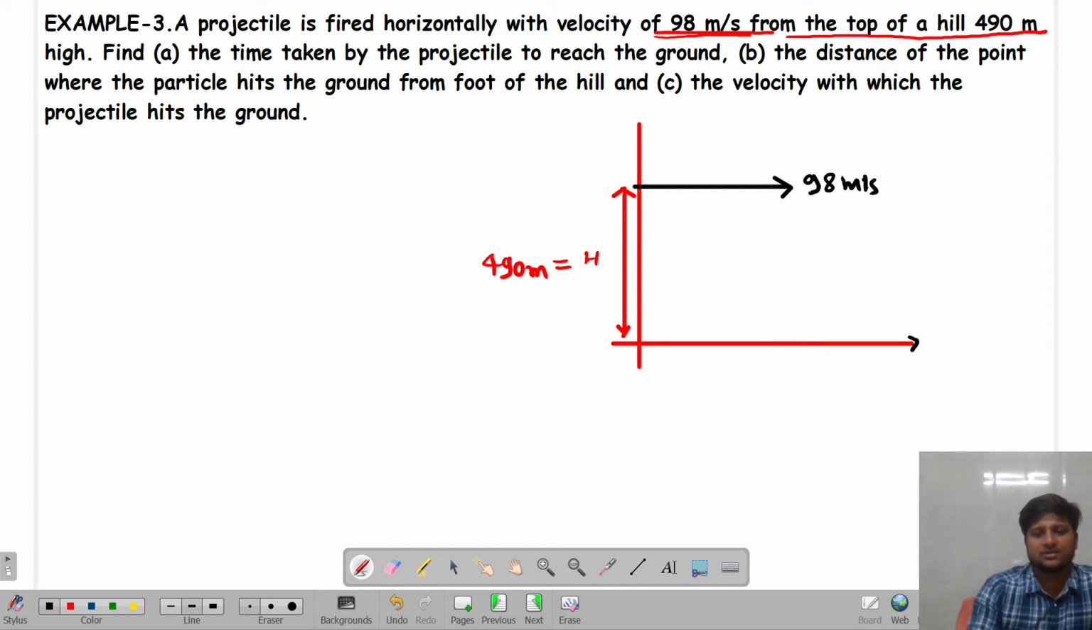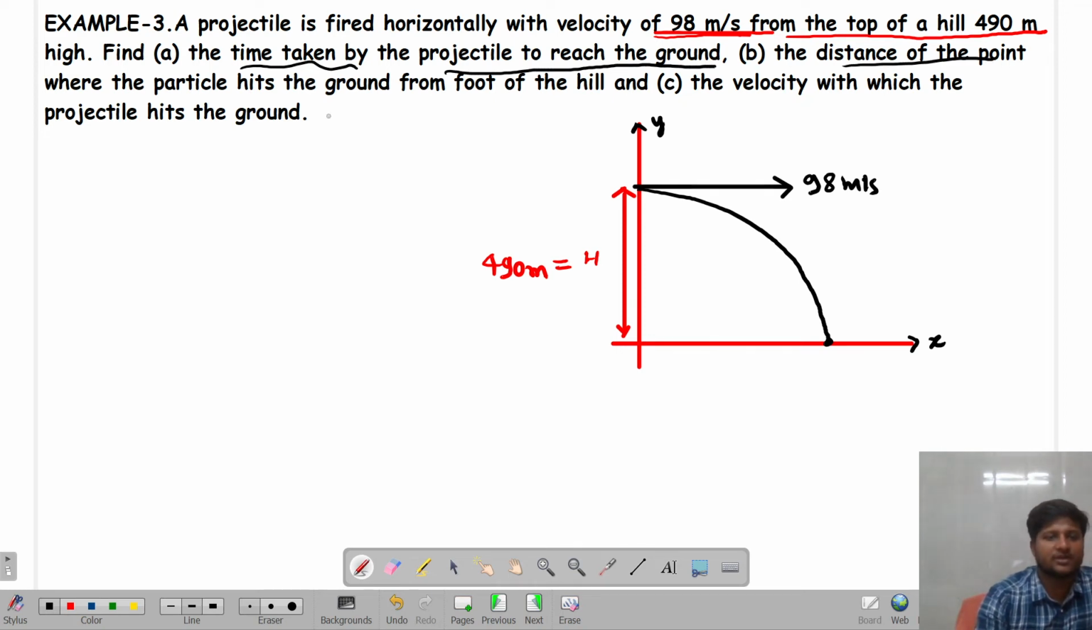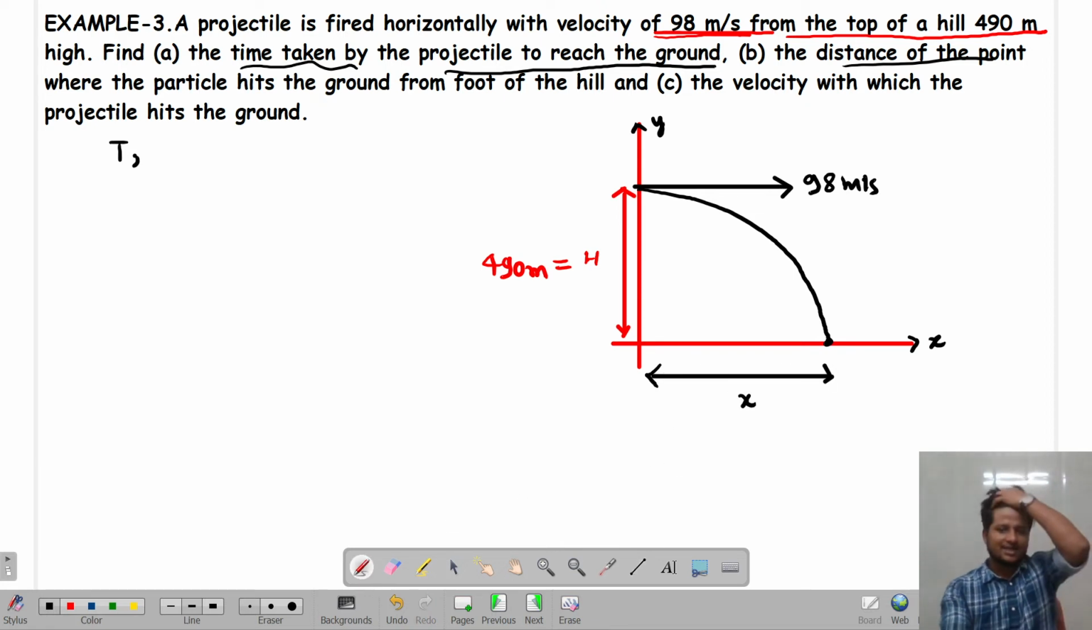Now this is x, this is y. Projectile is going to follow which path? You know that if it is a perfectly horizontal path, the particle will hit over here. Now the question is what it is asking. It is asking the time taken by the projectile to reach the ground. Second, the distance of the point where the particle hits the ground. So you have to calculate first the time, then the distance of the projectile. This x distance you have to calculate, and it is asking the velocity with which the projectile hits the ground.